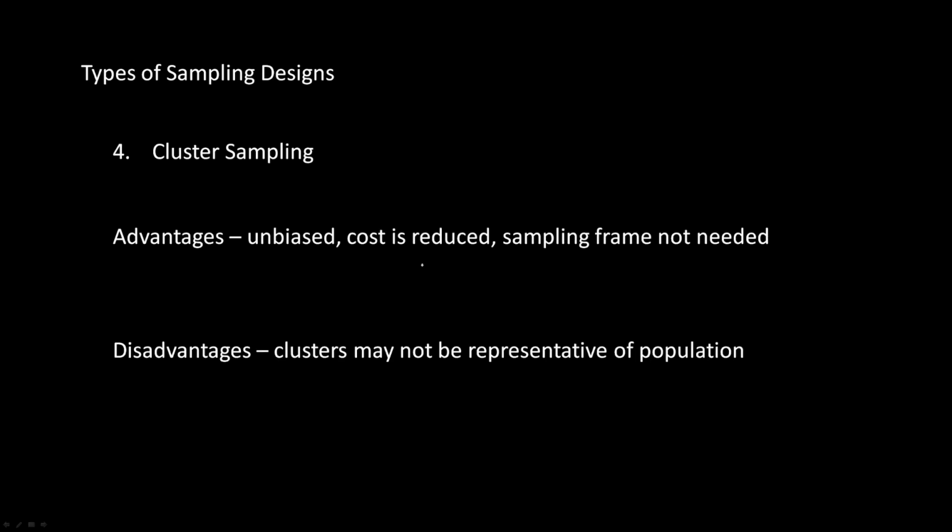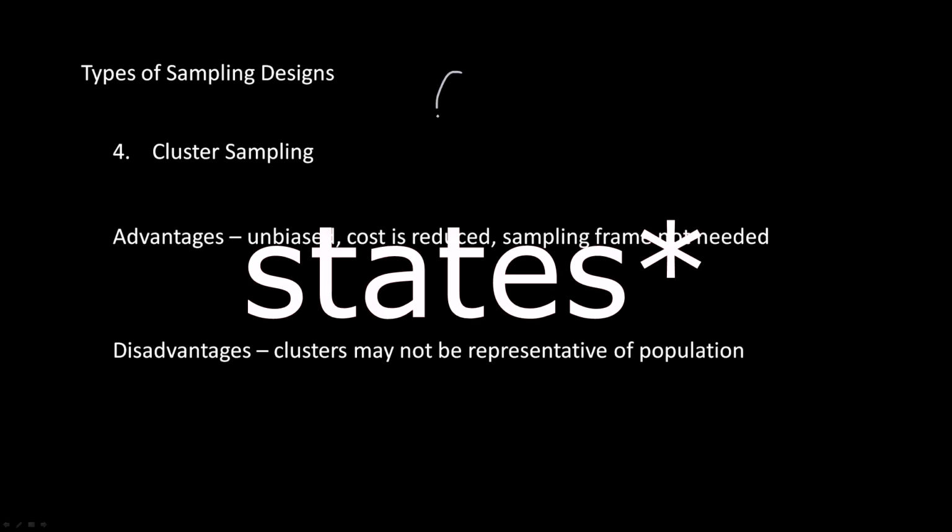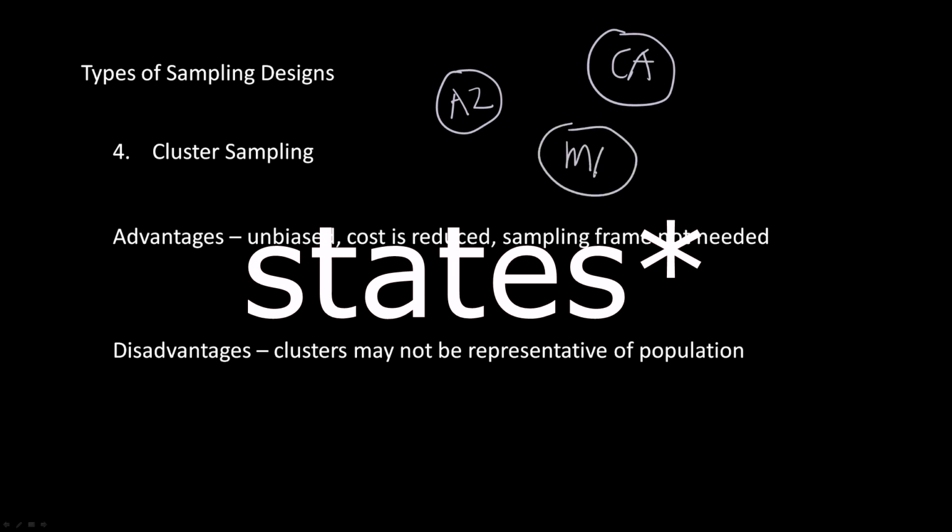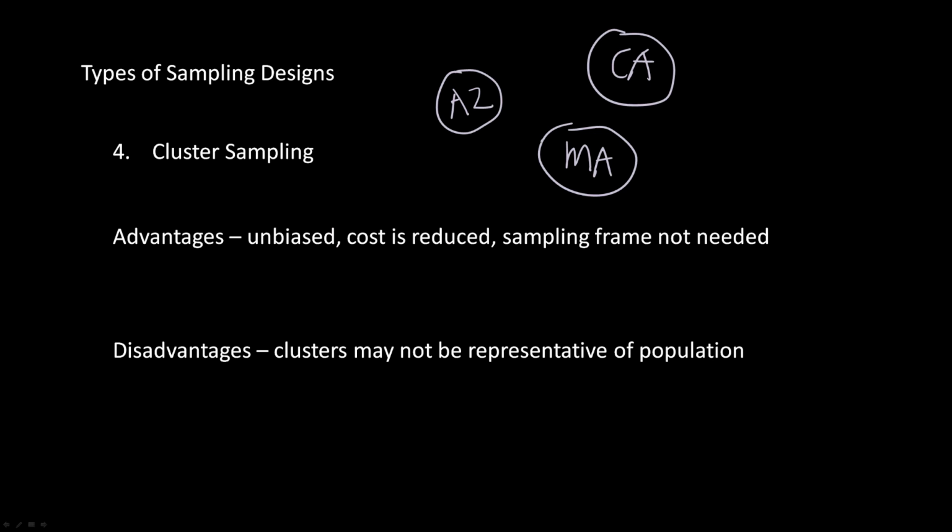The fourth type of sampling design is cluster sampling. In cluster sampling, for example, if your population is the population of the United States, you can use cluster sampling by separating everyone into different groups, for example, in different cities. So if you have some people from Arizona, some people from California, some people from Massachusetts, and so on for the rest of the 50 states, you select one of these cities to have your sample.